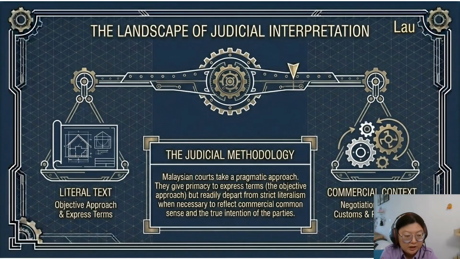So when ambiguity arises, courts use contextual interpretation to give effect to what the parties actually intended. In commercial agreements, courts also give primacy to what a reasonable business person would understand the contract to mean, ensuring that the law remains practical and commercially sensible.